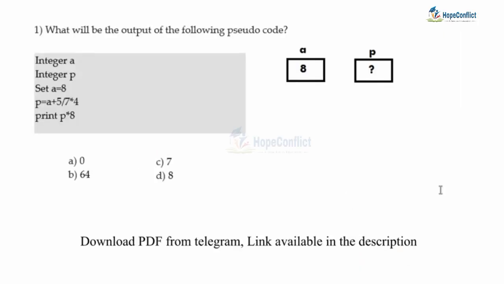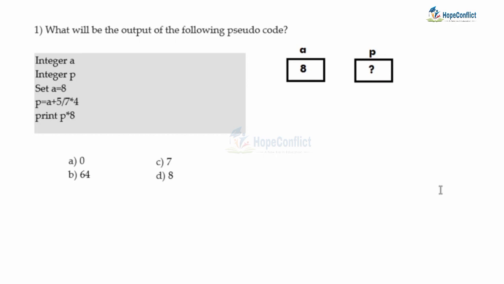So this is our first question. The question is, what will be the output of the following pseudocode? As you can see, this is a really small pseudocode. You have to first of all read the pseudocode and then make the memory diagram so that you can solve it in a better way.